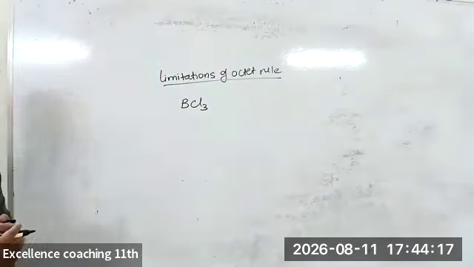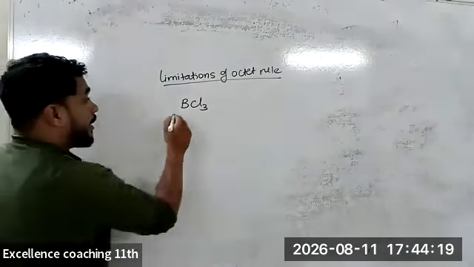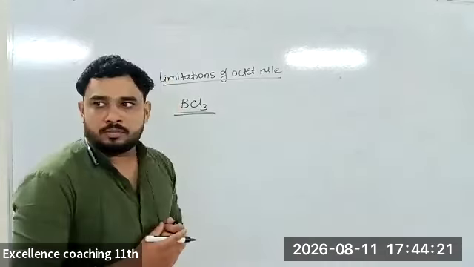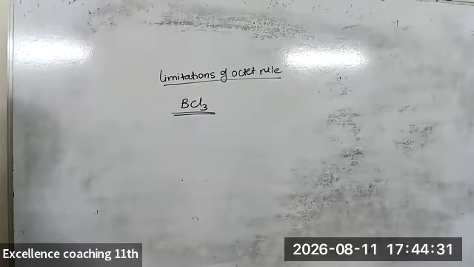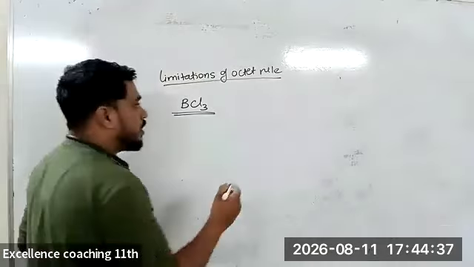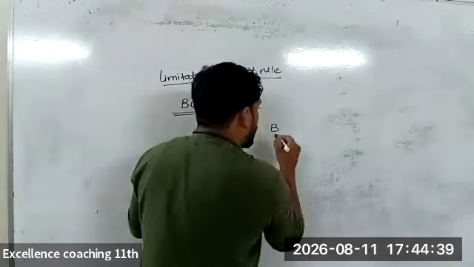BCl3 is an example, the best example. Very stable compound, boron trichloride. You remember I gave hydrogen and boron as an exception last class. So I will tell you about the boron. Boron trichloride is a very stable compound, but it doesn't follow the octet rule. There is a limitation. See, how many valence electrons for boron?